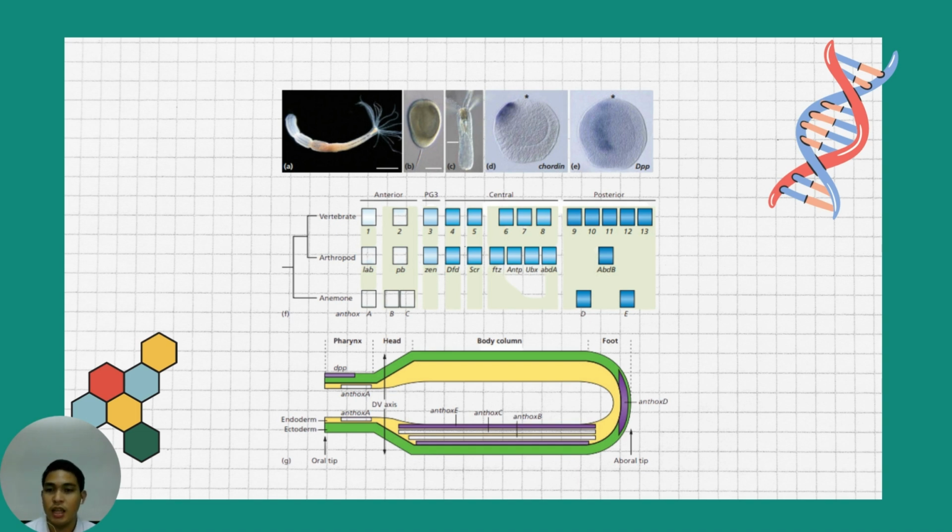In D and E, we have in the planula, chordin and decapentaplegic expressed on the same side of the body. The asterisk marks the blastopore, and in figure F we have the comparison of Nematostella Hox genes with those of vertebrates and Drosophila. And in figure G, we have the expression of Hox genes in the primary polyp.